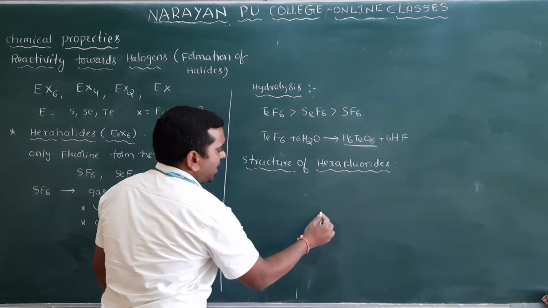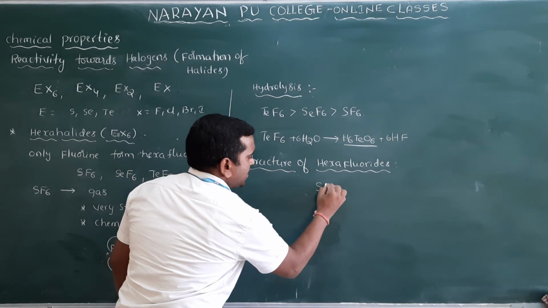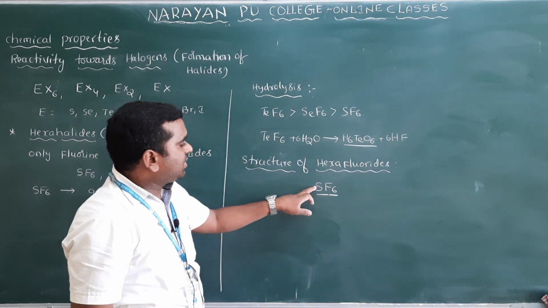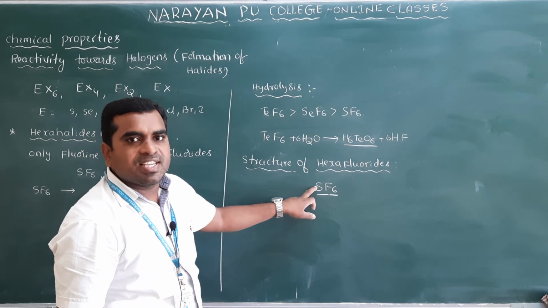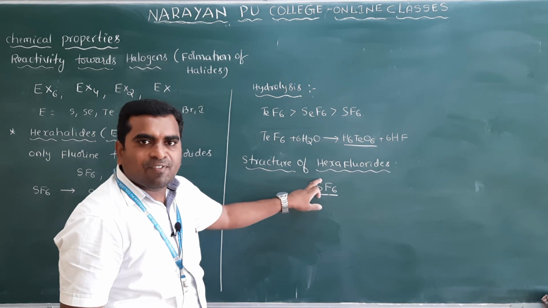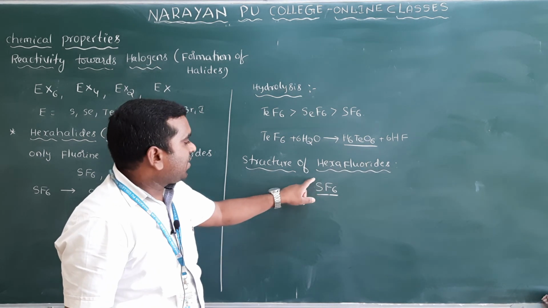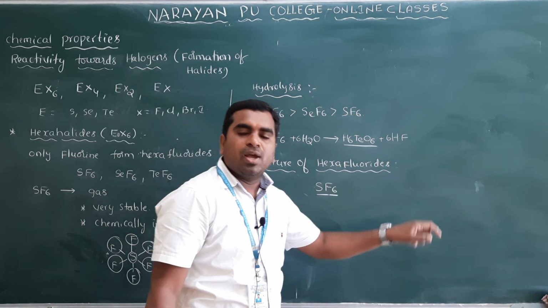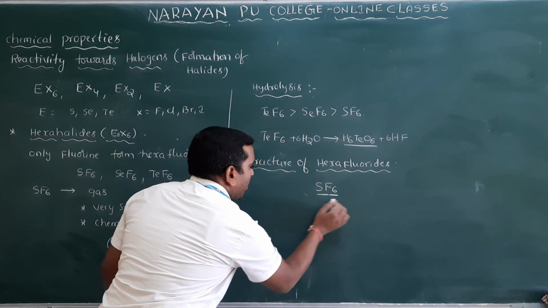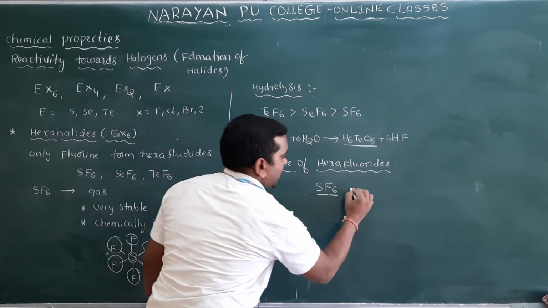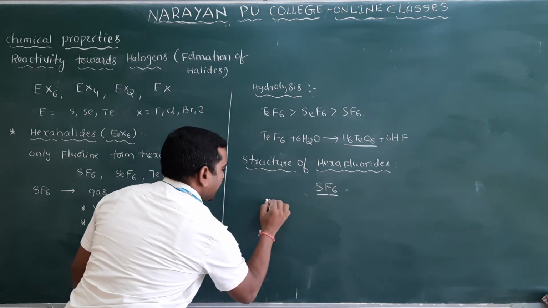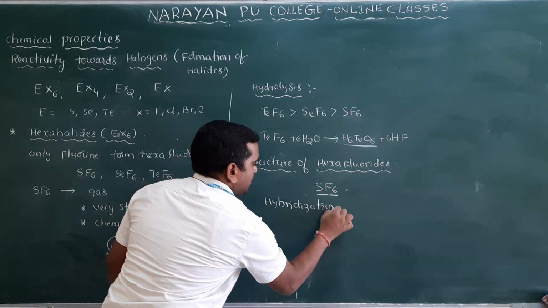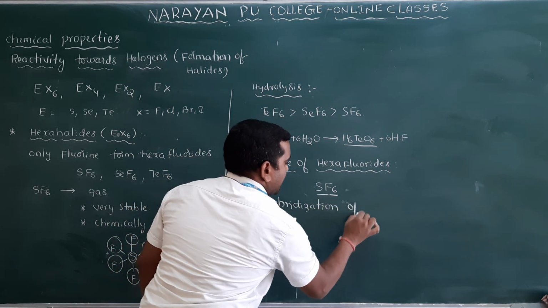Clear? So for the structure, take the SF6 example. How many bonds does the central atom form here? 6 bonds. Is there any lone pair on the sulfur? No. Why? Because sulfur has 6 electrons, and all these 6 electrons are used to form bonds. And what is the hybridization of sulfur, or the central atom, in this case?